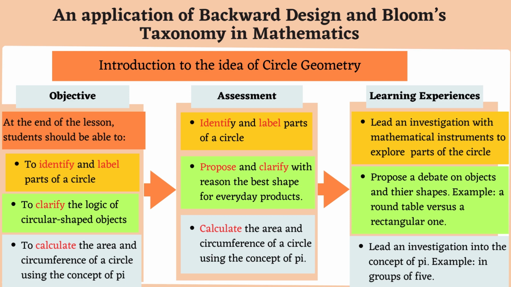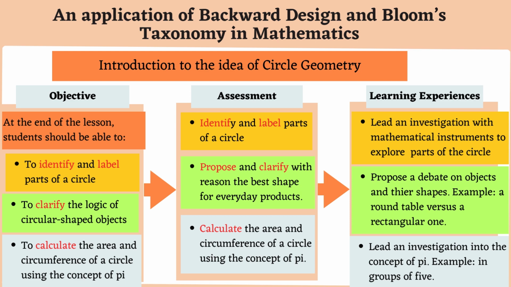So in this objective, the first one, learners should be able to identify and label part of a circle. Secondly, they should be able to clarify the logic of circular shaped objects. And the third objective is for learners to calculate the area and circumference of a circle using the concept of pi. Then we go to the second stage, which is the assessment stage. We are trying to use the backward design to go onto the learning experiences, which is the last stage on the far right of this slide.